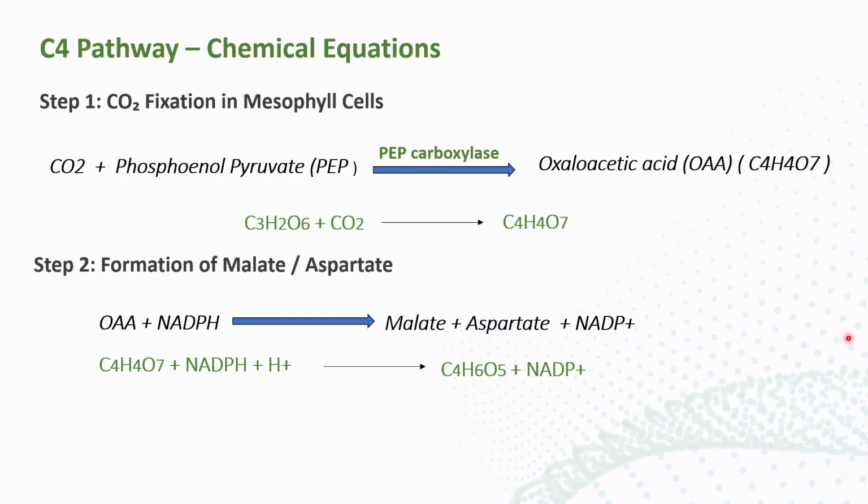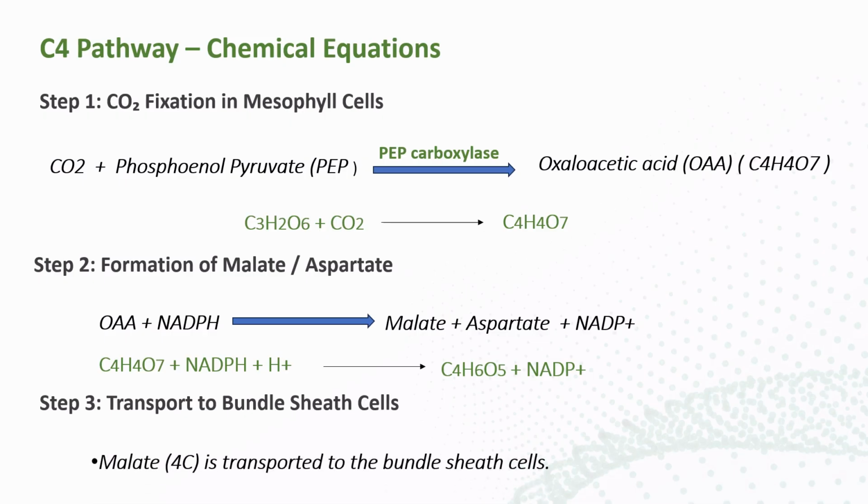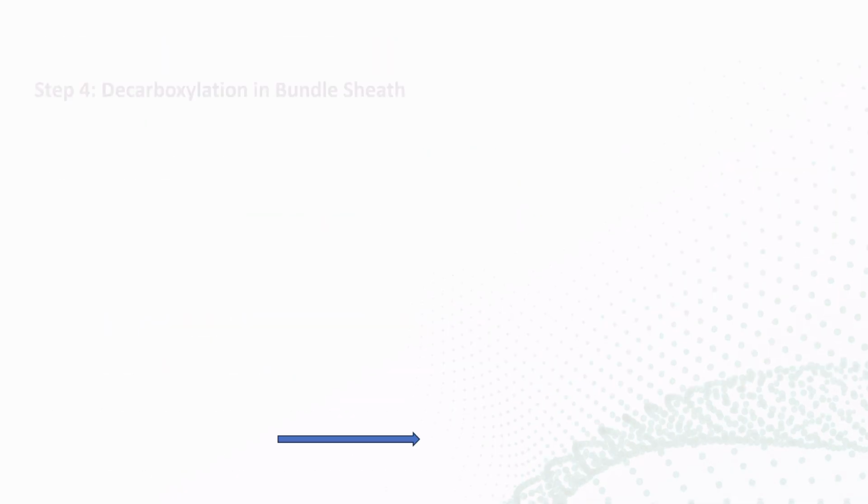So like this it happens in the second step, whereas in the third step, the malate, here we got two products, malate and aspartate, both of them similar actually. Of these two molecules, only malate enters the next process. Why? Because aspartate is not needed here in the C4 pathway. Only malate enters the next step, that is, it is transported from the mesophyll cells to the bundle sheath cells. So the malate, a 4-carbon compound, is transported to the bundle sheath cells which are present inside.